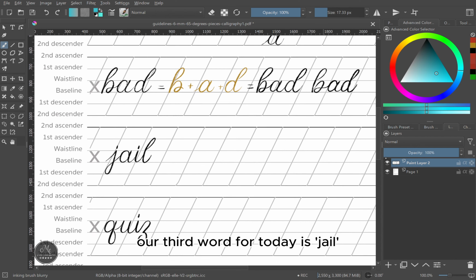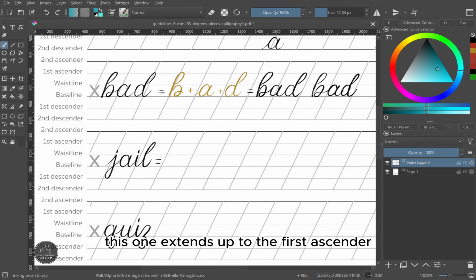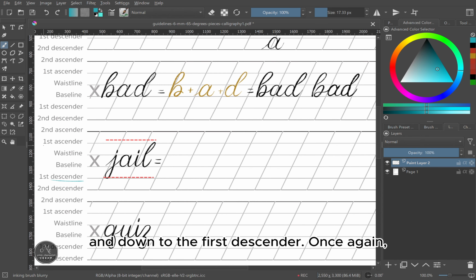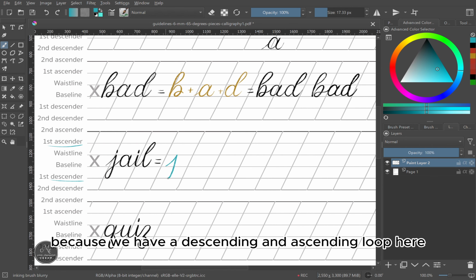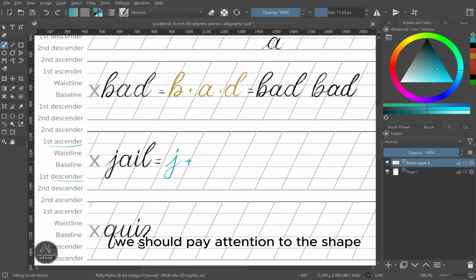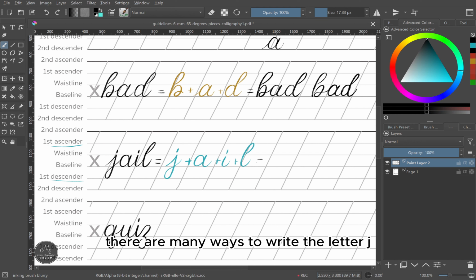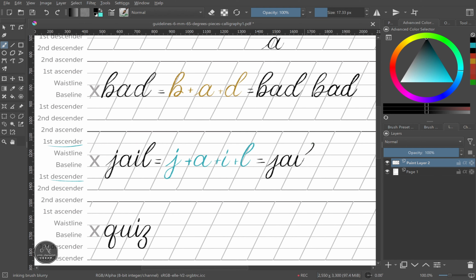Our third word for today is jail. This one extends up to the first ascender and down to the first descender. Once again, because we have a descending and ascending loop here, we should pay attention to the shape and the size of the loops. There are many ways to write the letter J, but here you can see that I wrote a simple J first, stopping at the loop before continuing with the entrance stroke of the letter A. If you struggle in connecting the letter J to other letters in one go, this is a great way to practice.